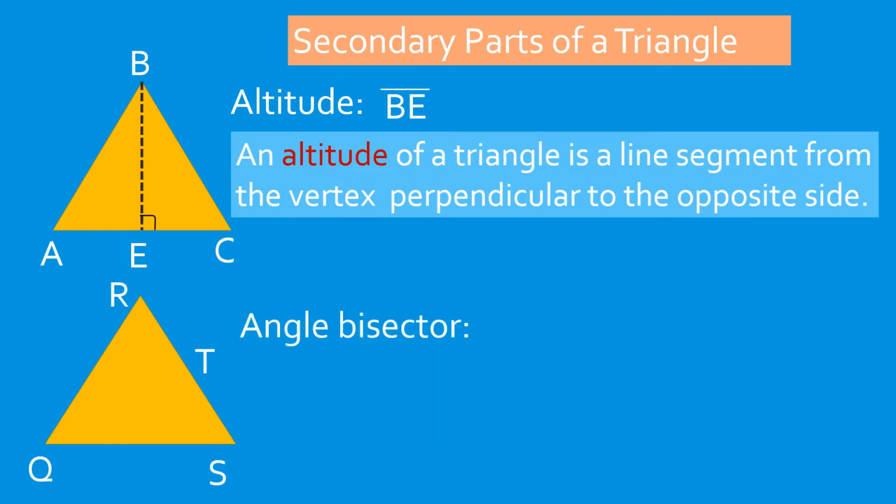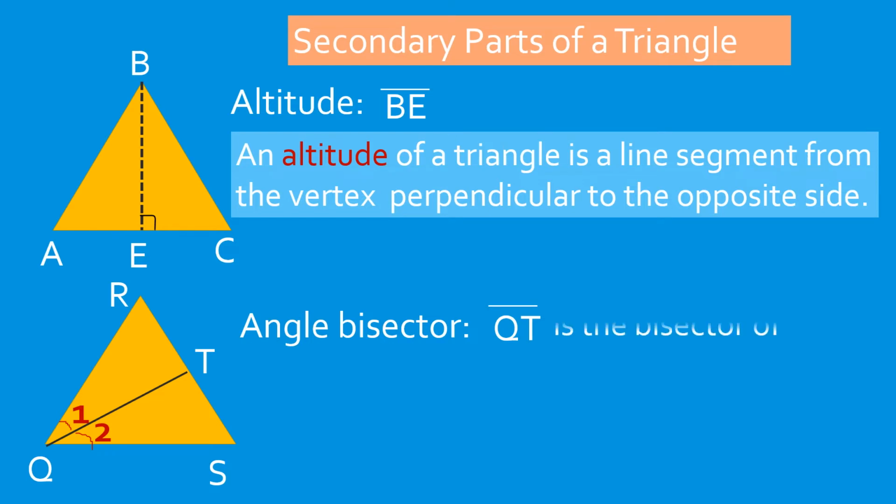So another part of a triangle is what we call the angle bisector. From the word itself, angle bisector, it divides the angle into 2 congruent angles. So let's say we're going to divide this angle Q or angle RQS. What you're going to do is simply draw a line segment here. Make sure that line segment divides the angle. So it means that this angle is equal to this. So let's name that as angle 1 and angle 2.